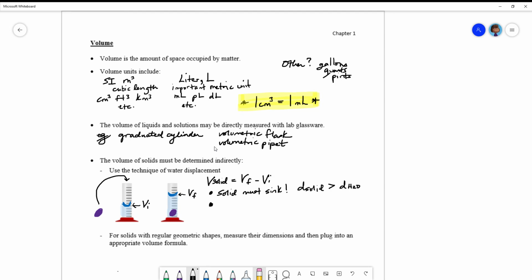Something else that's important about this technique is that the solid cannot dissolve in the water or chemically react with the water. So the solid must not react with or dissolve in the water.